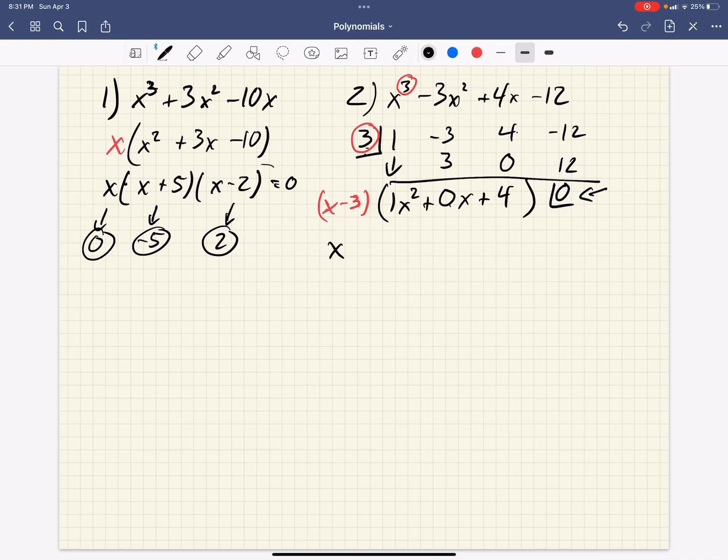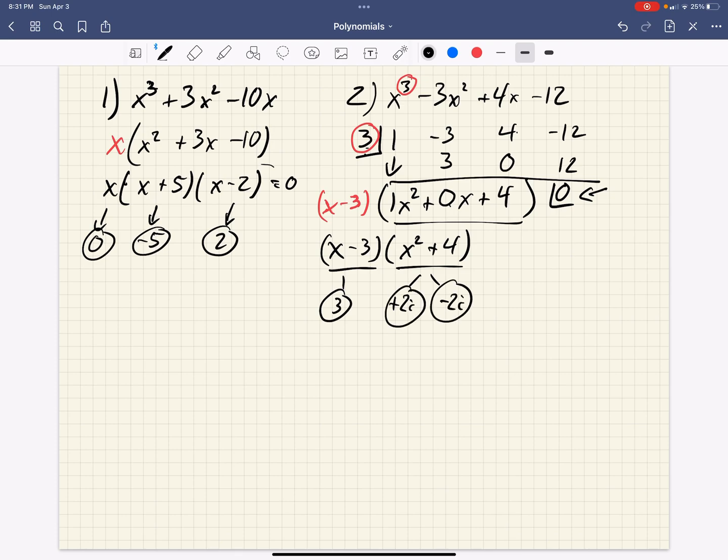So our final answer is going to be x minus 3, and then up top this becomes x squared plus 4. Okay, so this is my single root at positive 3, and this is my 2 imaginary roots, okay? And again, we'll talk about breaking this down. This actually comes down to plus 2i and minus 2i. So those are my 2 imaginary roots. We'll talk more about that later, but really I just want to focus in on the synthetic division right now.